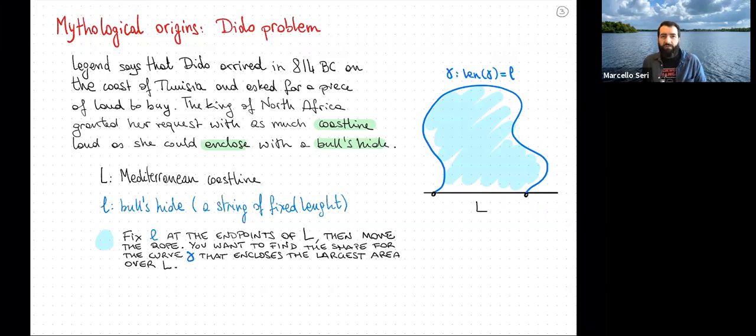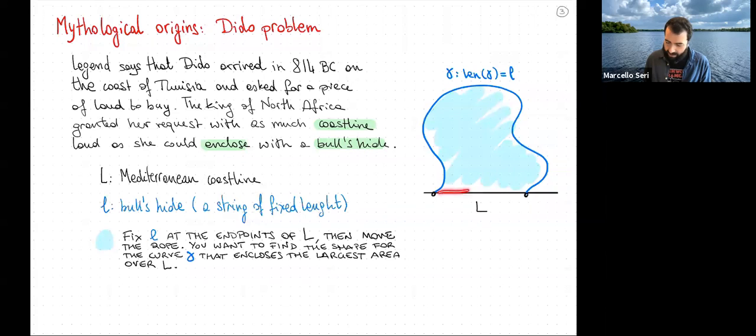So the king of North Africa granted a request to take as much coastline land as she could. So we have a coastline. Let's assume that it's straight for simplicity. We have a fixed piece of land that is our coastline where we can start trying to encircle the land. And then we have to enclose this land, so we're talking about some area, using some rope. In this case, a rope made of thin strips of bull hide.